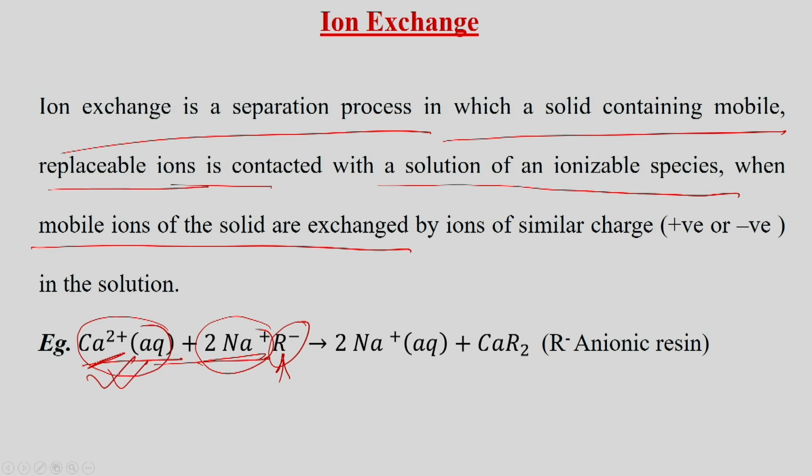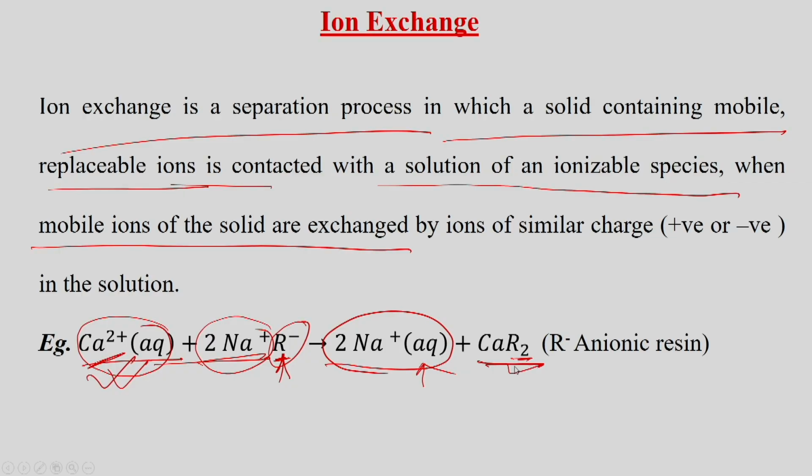We can trap calcium 2+ using this sodium exchange resin, or we can say the cation exchange resin. The sodium plus will now be free in the aqueous phase, and calcium will be trapped in the resin. So CaR2 will be there, because one R minus can trap one Na+. Two R minus ions will trap one calcium 2+ ion.